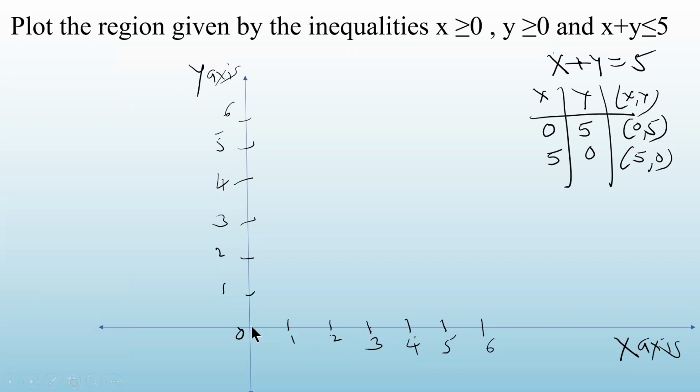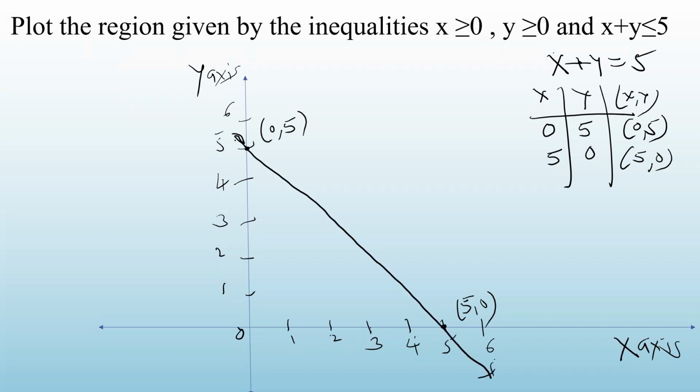So for 0, 5, x coordinate is 0, y coordinate is 5. So this is the point which is 0, 5. The other point is 5, 0. So x coordinate is 5 and y coordinate is 0. So it is the point 5, 0. So I have plotted these 2 points. Now what I have to do? Join these 2 points. So let me join these 2 points. Okay, so this is the line.